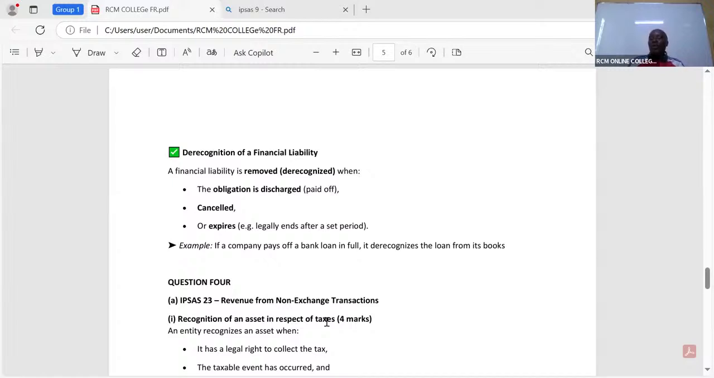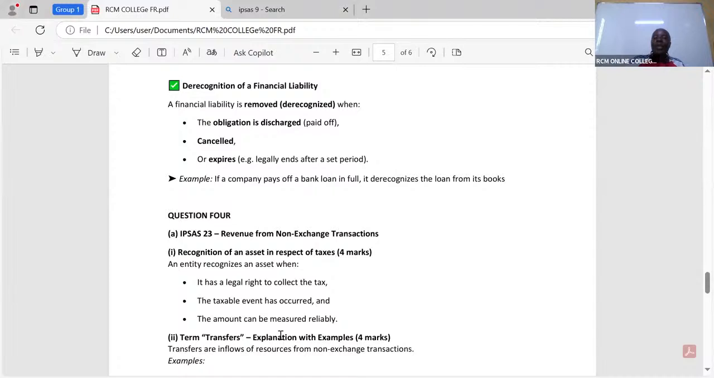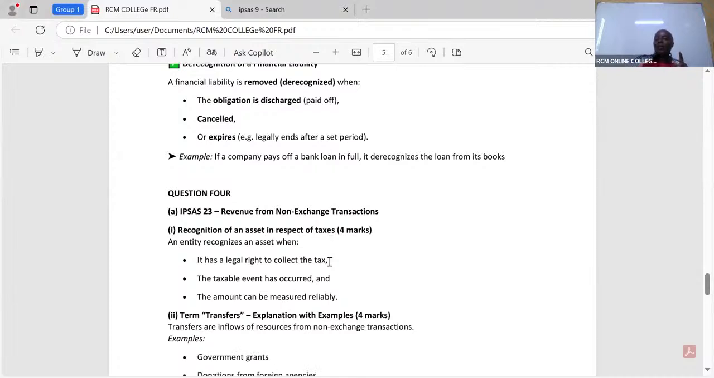So there are first of all conditions. An entity recognizes an asset, like this particular tax asset, when it has a legal right to collect the tax. The taxable event has already occurred, like the tax income for last year. The amount can be measured reliably. If you can't measure the amount reliably, then you cannot recognize that as your asset. The taxable event has occurred, and you have a legal right through these things that you normally see, these people talking about the finance bill. You have a legal right to collect the tax. Otherwise, you cannot recognize that as your asset.